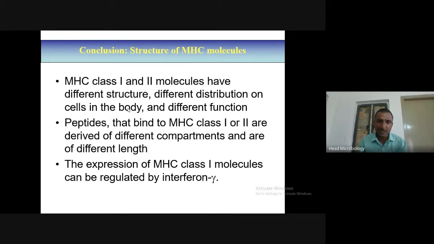Okay, these are the peptides that bind to major histocompatibility complexes. MHC 1 and 2 are derived from different compartments and bind peptides of different lengths. And the expression of MHC class 1 molecules can be regulated by interferon.